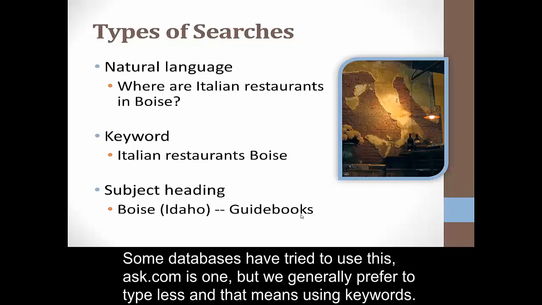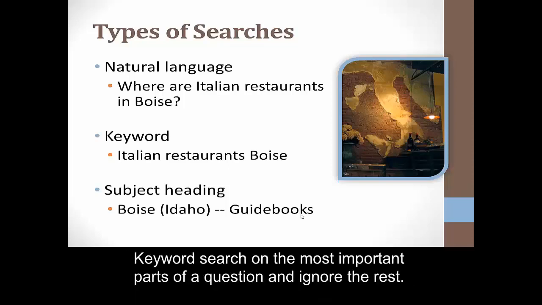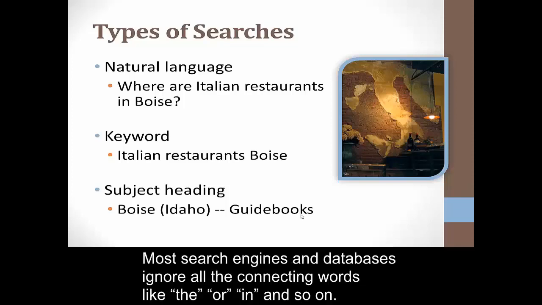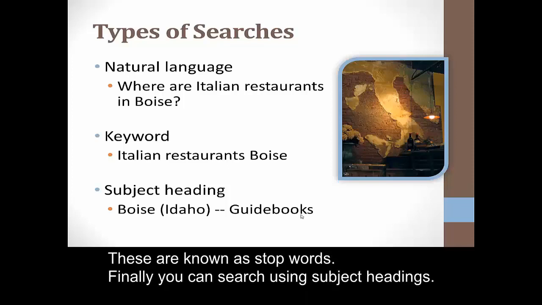Some databases have tried to use this, ask.com is one, but we generally prefer to type less, and that means using keywords. Keywords search on the most important parts of a question and ignore the rest. So in our example, we type in Italian restaurants Boise. Most search engines and databases ignore all the connecting words like the, or, in, and so on. These are known as stop words.